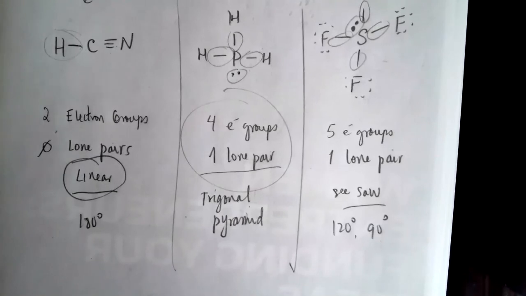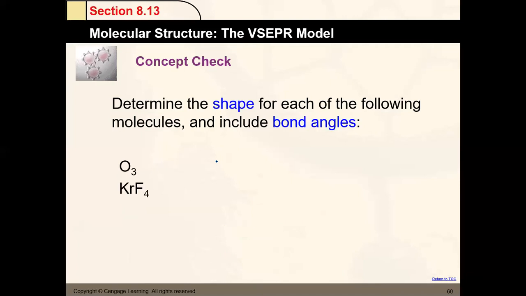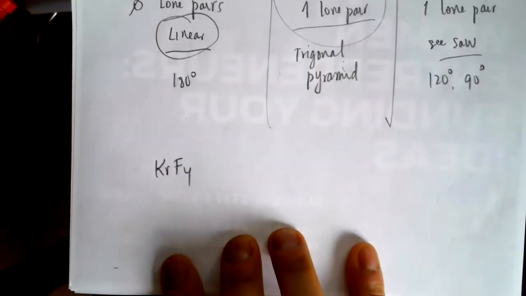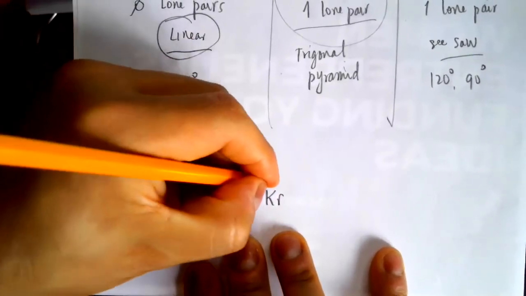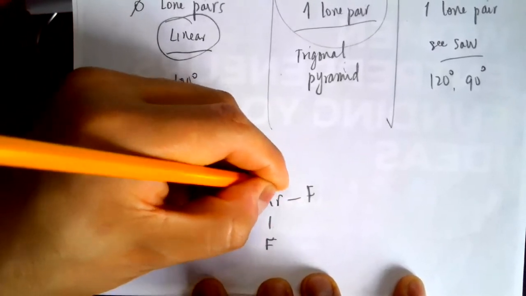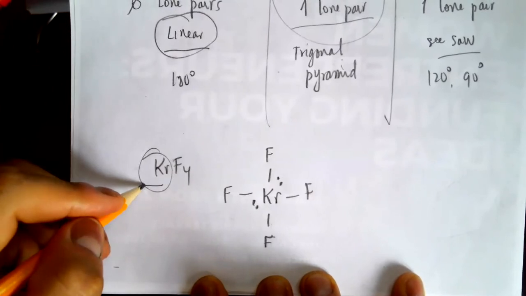I was looking at it because I wanted to know what is the bonding. Determine the shape for each of the following molecules, including bond angles. Okay, so in this case, let's do krypton tetrafluoride, because actually that is a good example. KrF4, okay? So in this case, we have krypton. But krypton has 2 lone pairs because it has 8 valence electrons. Remember, krypton has 8 valence electrons. Right? It's a noble gas.